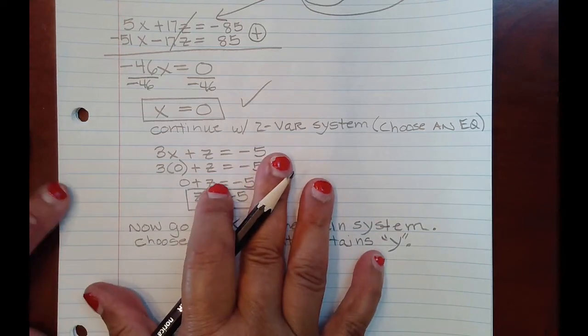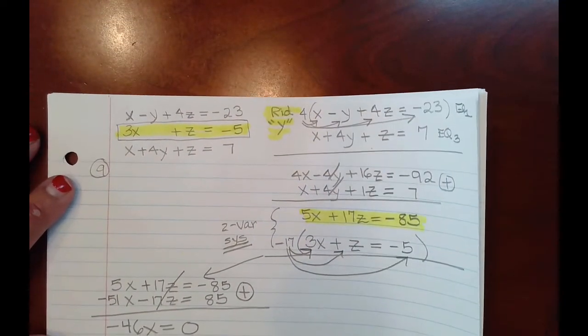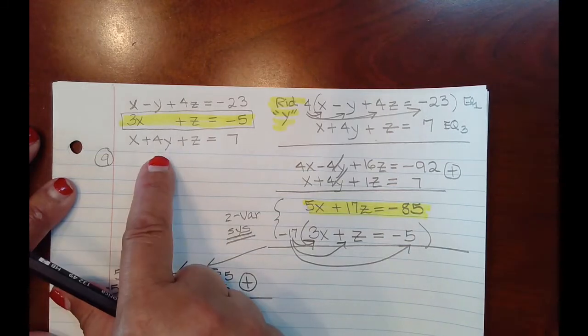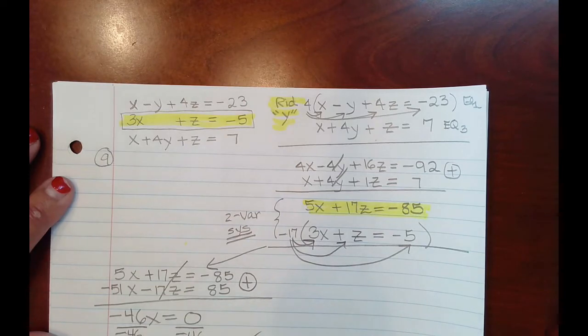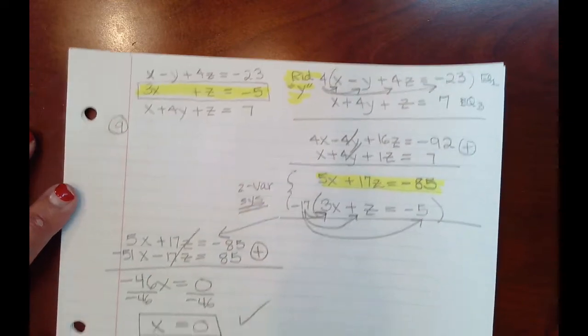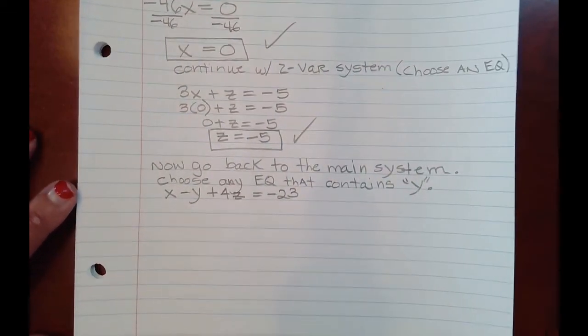So let's go back up here to the main system. We need something with a y in it because it's the only variable that we have not yet found the value for. Okay, so this y has a 4 in front of it. This one has a negative in front of it. It's up to you which one you want to use. I don't know if you consider either one of those easier, but I'm going to use the top equation. So here I'm going to write my choice, x minus y plus 4z is equal to 23. That's what I have chosen to work with.